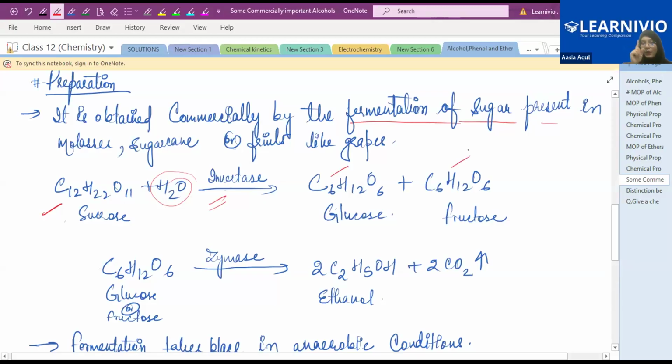So first step: when water is added to the sucrose in the presence of invertase enzyme, sucrose will decompose or break down to form glucose plus fructose. Now, second step, क्या होता है?